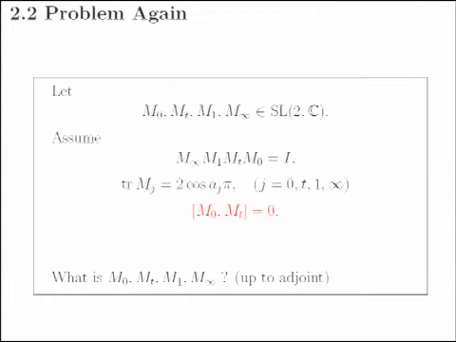So I'll start the next problem. I add one more condition. Suppose M0 and M2 commute. What happens?